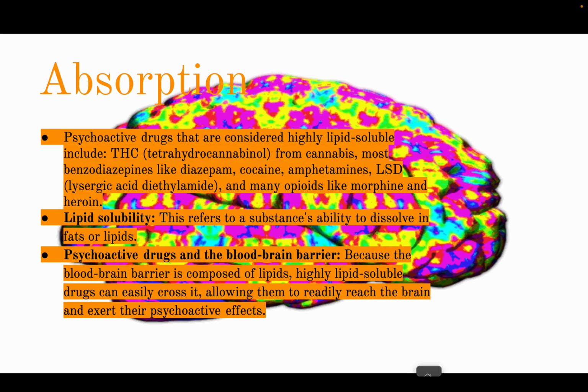Next is absorption. Psychoactive drugs are considered highly lipid soluble. This includes THC or marijuana, and cocaine. The easiest way to explain that is when you watch movies and someone snorts cocaine, they immediately get really amped up. That's because it's highly lipid soluble. It's easily absorbed through our bodies. LSD and amphetamines are also highly lipid soluble. So, like I said, it's the ability to dissolve in fats or lipids and break through the membranes in our bodies, which allows for absorption.